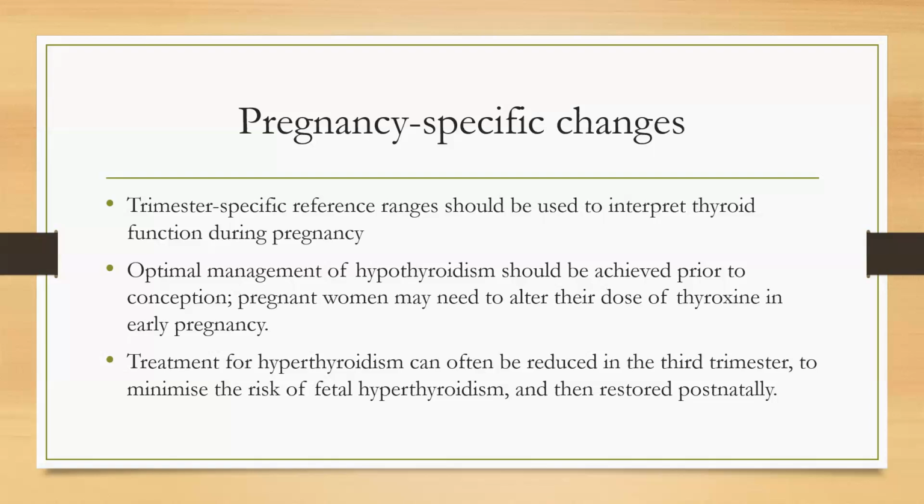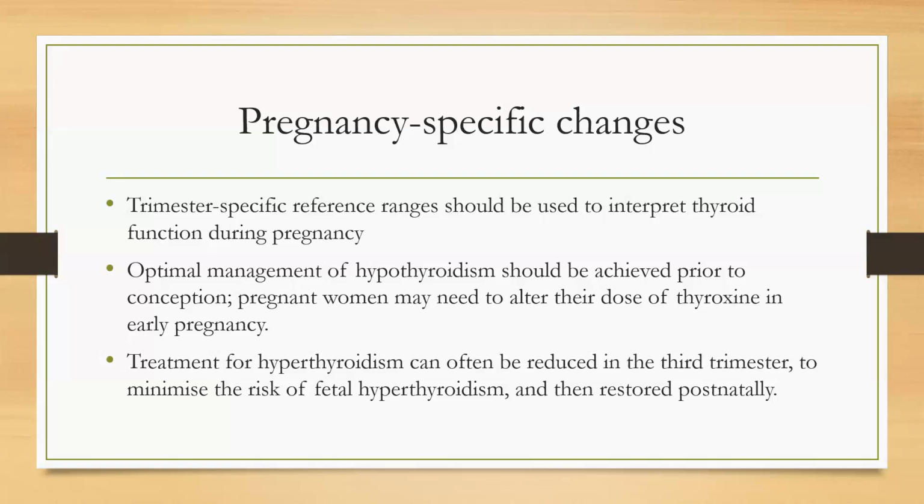And we will tell the patient that whenever she becomes pregnant, we will write to her GP, and the GP will do the thyroid function test and increase the dose of thyroxine. Because we know that in the first trimester, if the thyroxine level is not adequate, it will end up in brain impairment of the child. So optimal management of hypothyroidism should be achieved prior to conception. Pregnant women may need to alter their dose of thyroxine in early pregnancy.